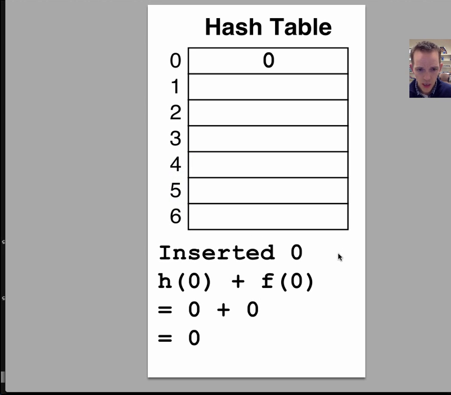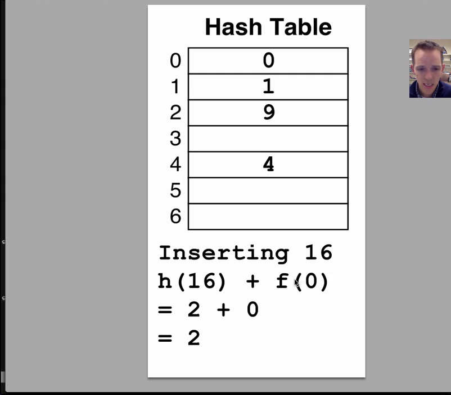Okay, here we're going to insert 0, and notice I've modified the hash function here to include our f. Initially it's f of 0, so 0 plus 0 equals 0. And 1, it's 1 plus 0. 4, we don't need to use this until we have a collision. 9, same as before.